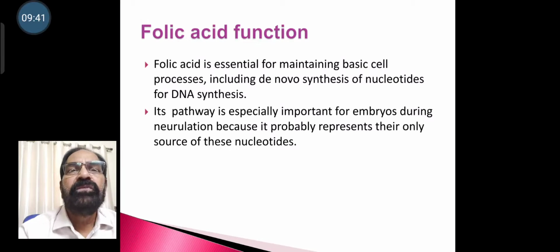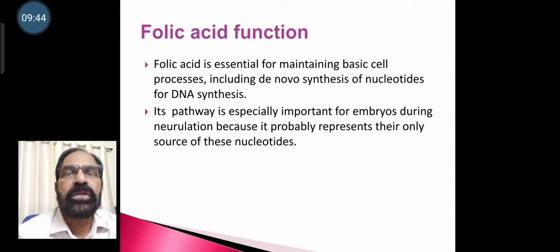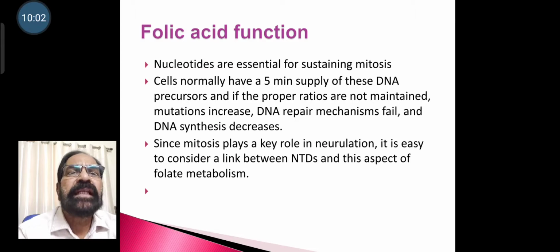Folic acid function. Folic acid is essential for maintaining basal cell processes, including de novo synthesis of nucleotides for DNA synthesis. Its pathway is especially important for embryos during neurulation because it probably represents their only source of nucleotides. Nucleotides are essential for sustaining mitosis. Cells normally have a 5 minute supply of DNA precursors, and if proper ratios are not maintained, mutations increase, DNA repair mechanisms fail, and DNA synthesis decreases. Since mitosis plays a key role in neurulation, it is easy to consider the link between neural defects and this aspect of folate metabolism.